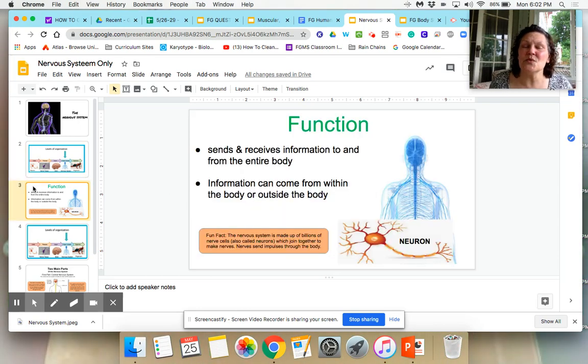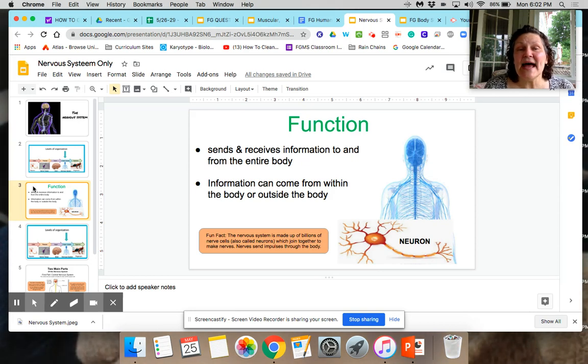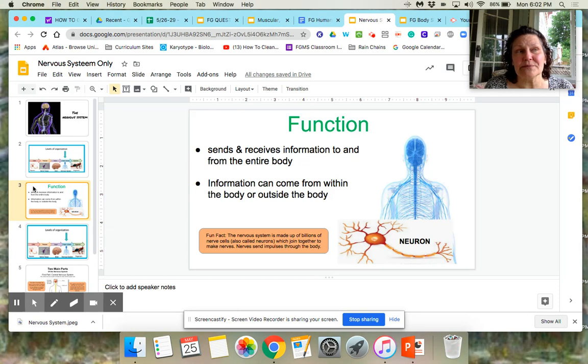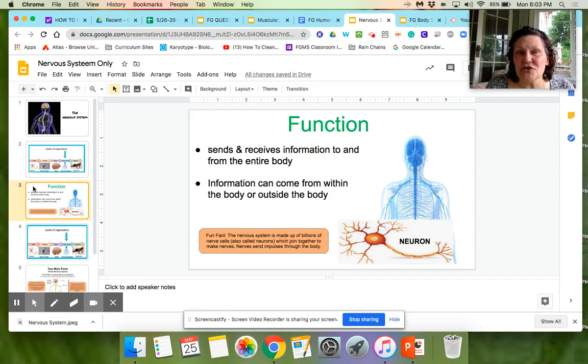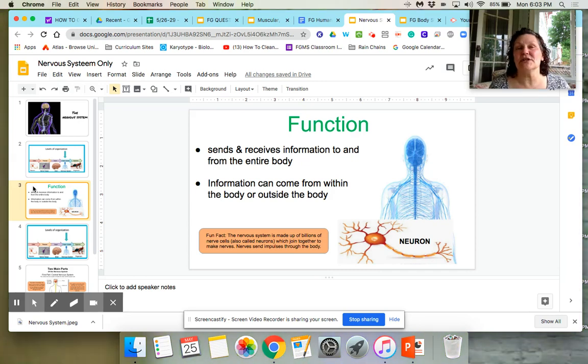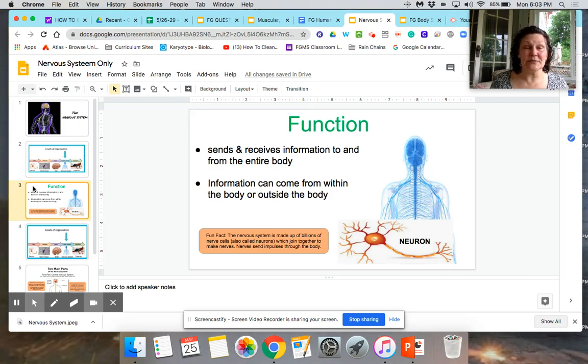The first thing we're going to look at is what does the nervous system do? It has a really important function, incredibly important. It sends signals to your body and it receives signals from the outside. These signals can come from within your body, like say you're running and your body starts getting really, really hot. The signal is coming from the inside of your body saying, whoa, my body temperature is getting hot. So what does your body do in response? You start to sweat.